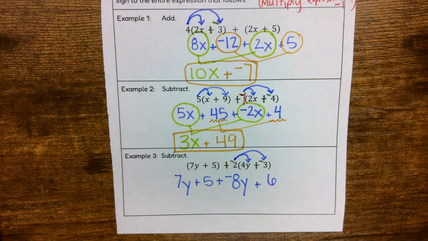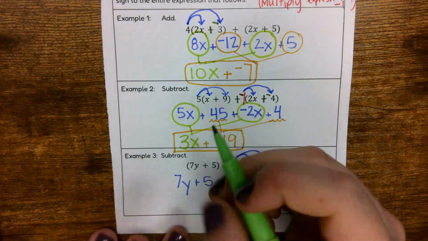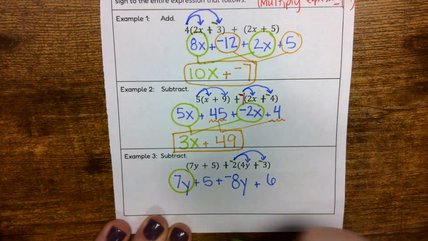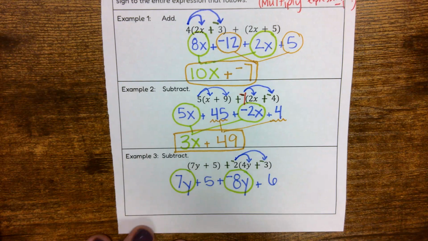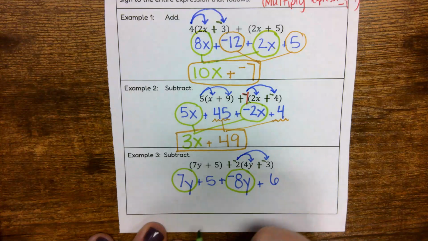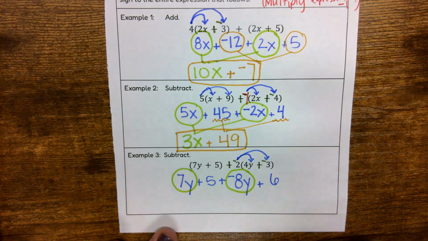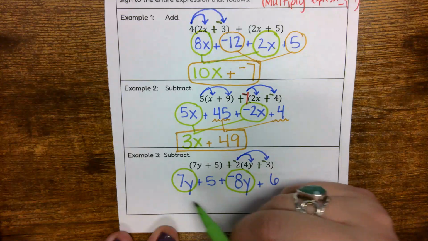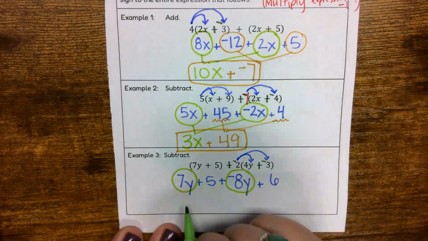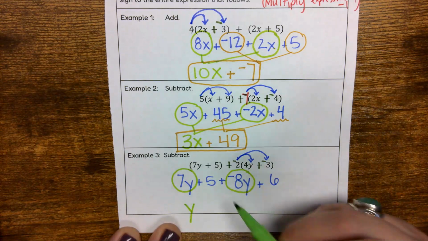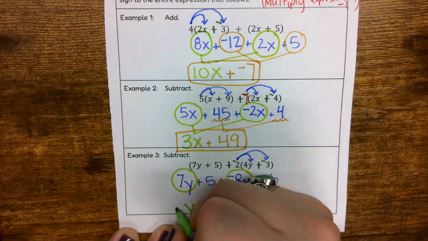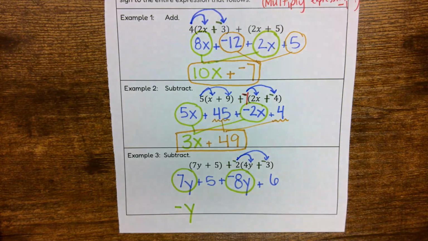So now, last but not least, we will combine like terms. So I'm going to circle my first term, which is 7y, which is a like term with negative 8y. Okay, remember a positive and a negative, when we combine them, we have to subtract because they create 0 pairs. 8 minus 7 is just one single y, and I have more negatives than positives, so it's going to be negative y.